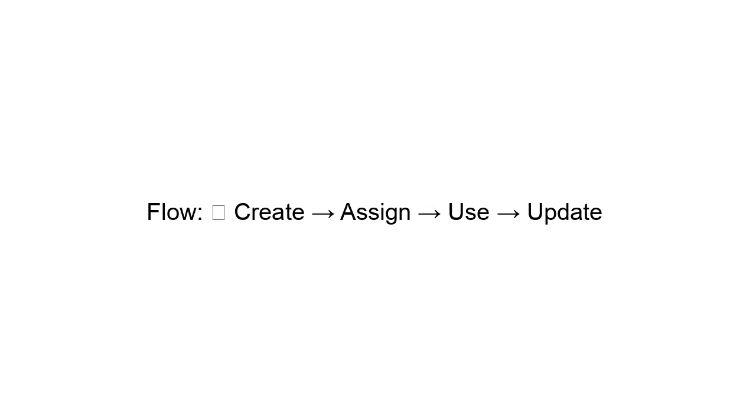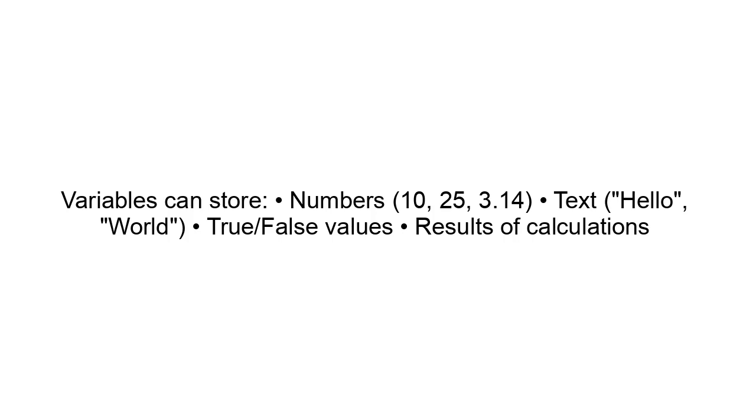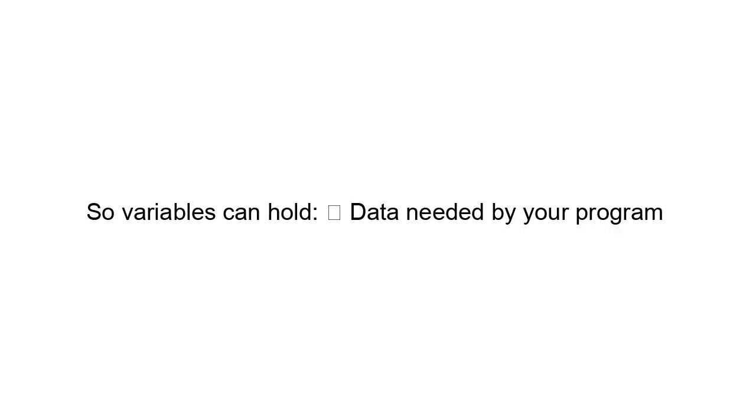How variables work. Step by step. You create a variable. You give it a name. You assign a value. You use it in your program. You can change its value later. Flow. Create, assign, use, update. Types of values stored in variables. Variables can store numbers: 10, 25, 3.14; text: hello, world; true, false values; results of calculations. So variables can hold data needed by your program.